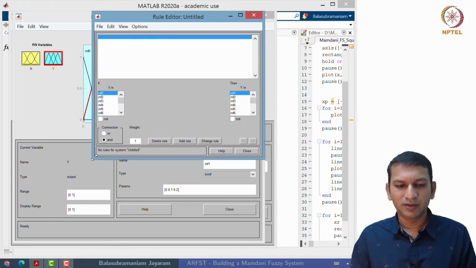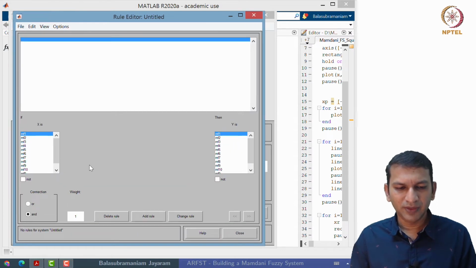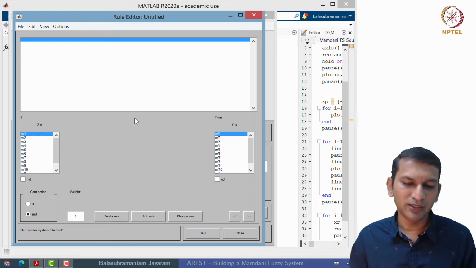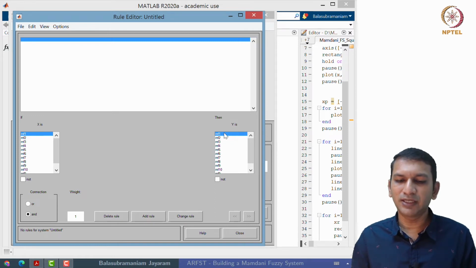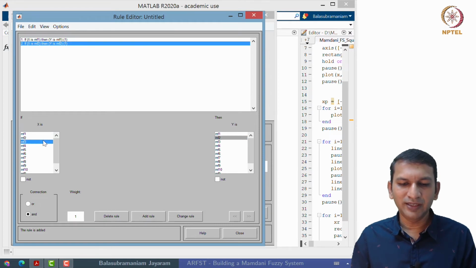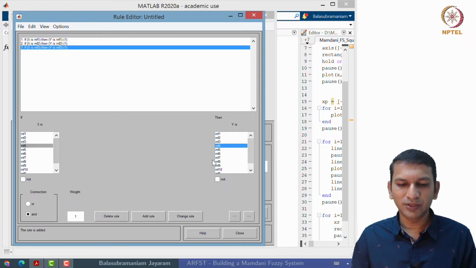So now Fuzzy Logic Toolbox helps us here. Now on this side you have all the rules, all the input fuzzy sets listed. This side all the output fuzzy sets listed. Now you see here MF1. So what we want is the fuzzy set centered at 0.1 should also be related to fuzzy set centered at 0.1. So highlight both of these and say add a rule. Next, highlight these two and add a rule. So essentially for the identity function, all we need to do is this. Makes it easy.